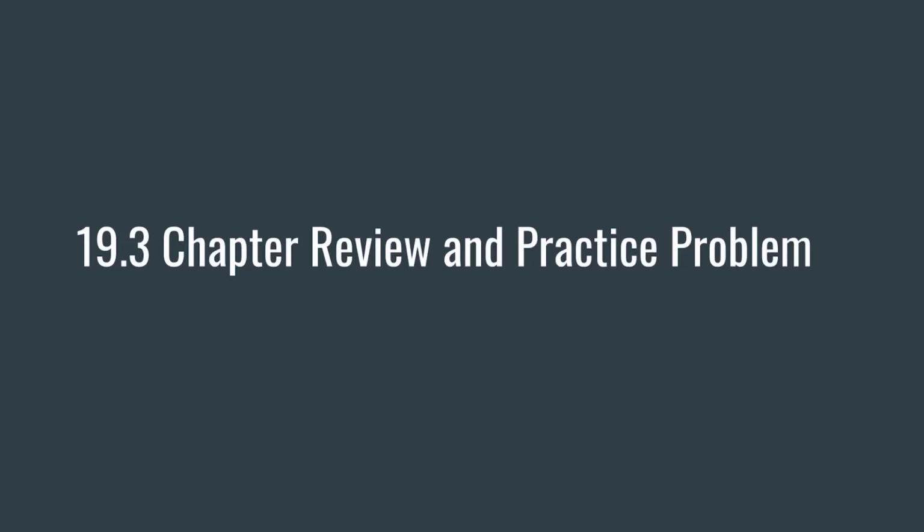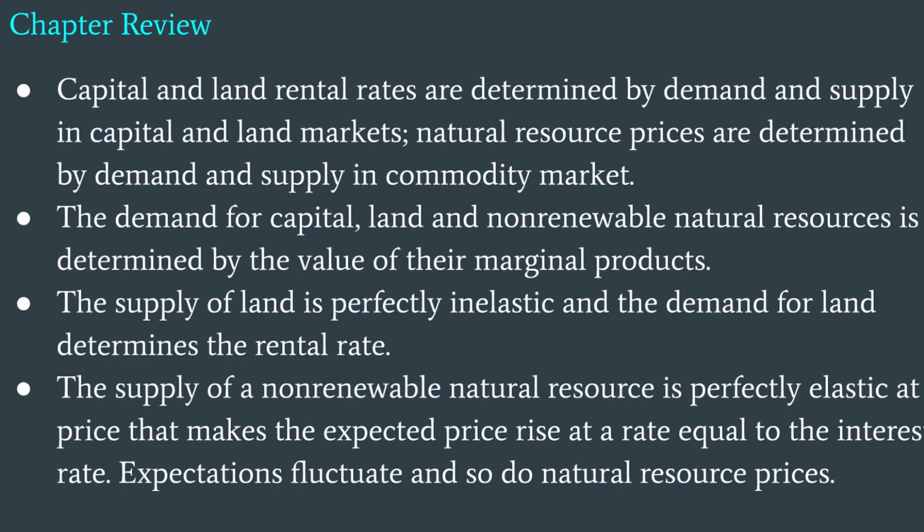19.3 Chapter Review and Practice Problem. Chapter Review. Capital and land rental rates are determined by demand and supply in capital and land markets. Natural resource prices are determined by demand and supply in commodity markets. The demand for capital, land, and non-renewable natural resources is determined by the value of their marginal products.